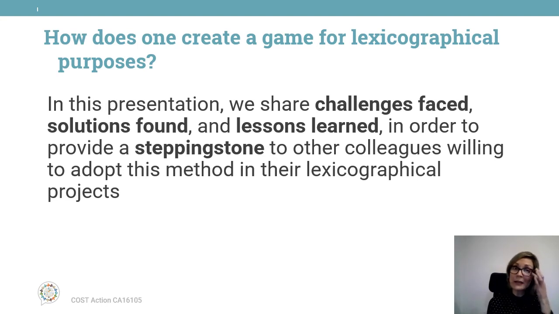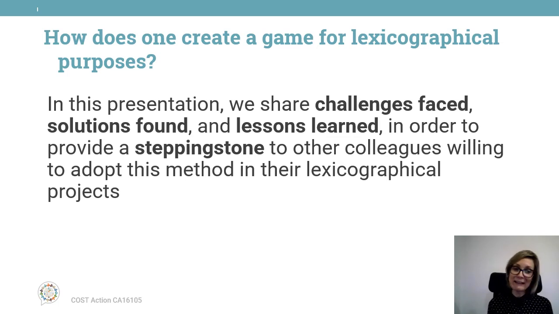As I told you, there haven't been many crowdsourcing projects for lexicographical purposes. So we believe that it's always helpful to learn from the experience of other people. And this is what we are going to do today, actually. We're going to share with you what we've done so far.